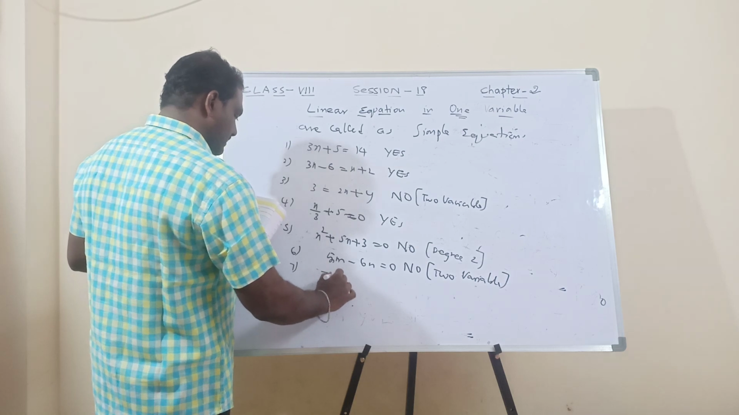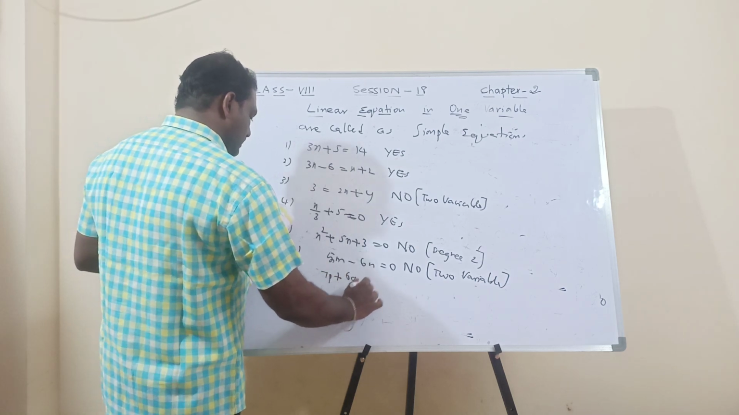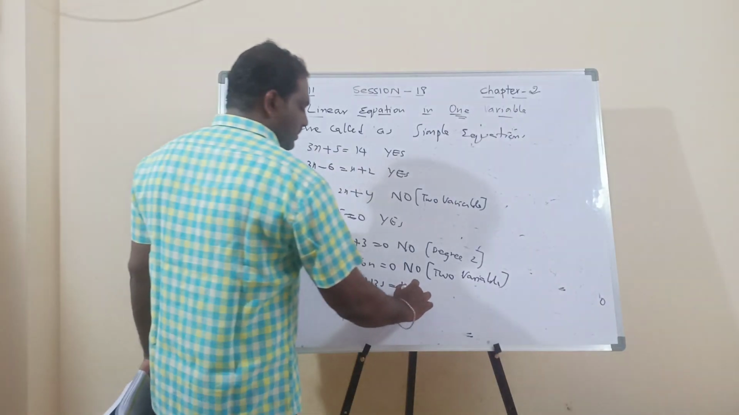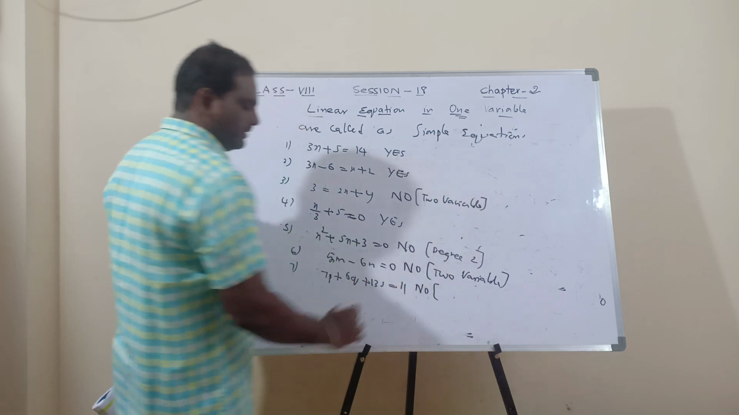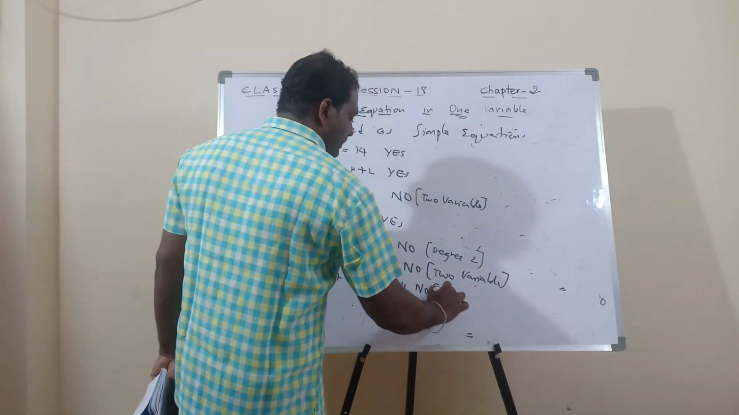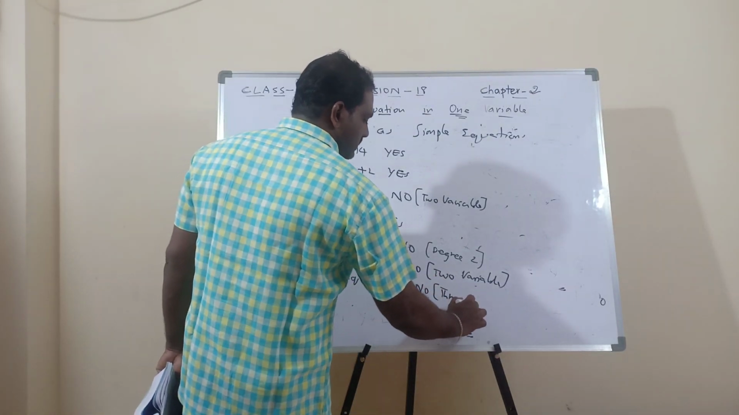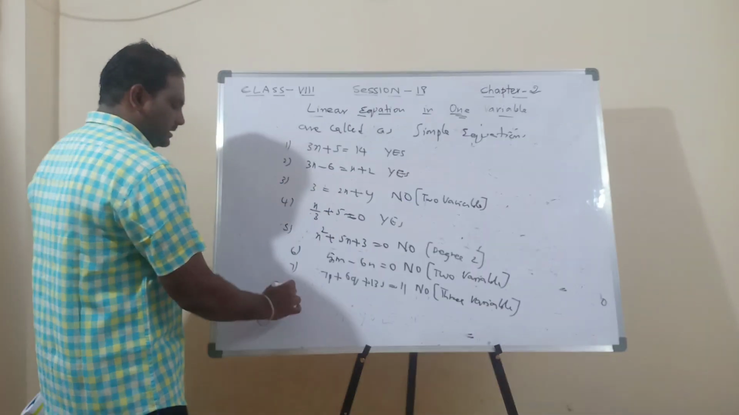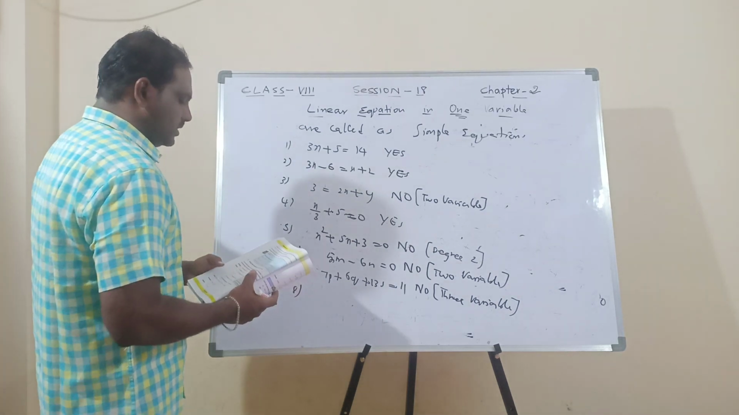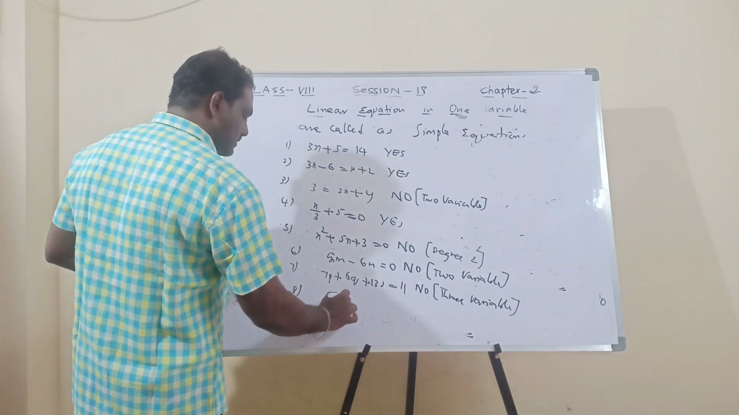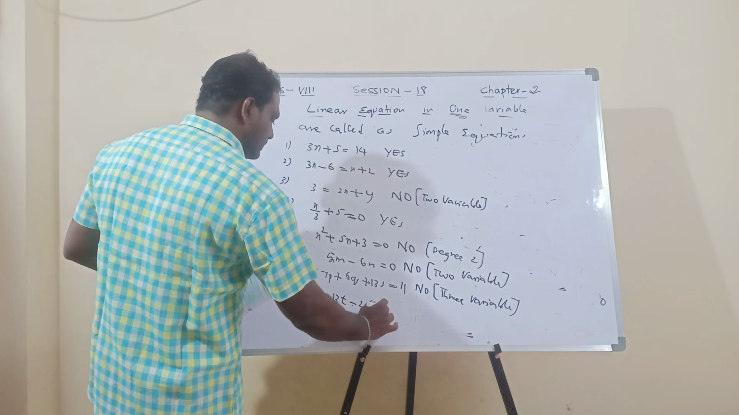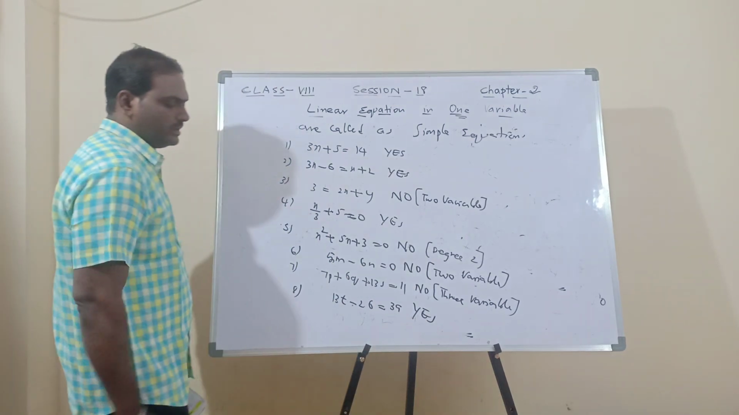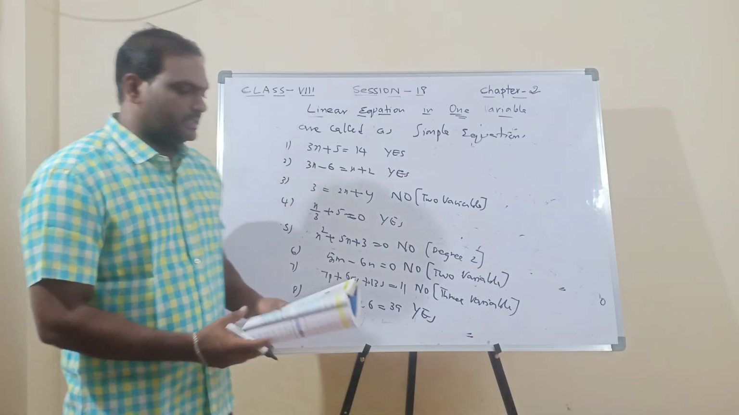Next, the seventh one: 7p plus 6q plus 13s is equal to 11. It is also no. Of course, it has degree 1, but what is the reason? It has 3 variables. It is not a simple equation. Next, and the last one, the eighth one, is 13t minus 26 is equal to 39. Its answer is yes, because only one variable is there.